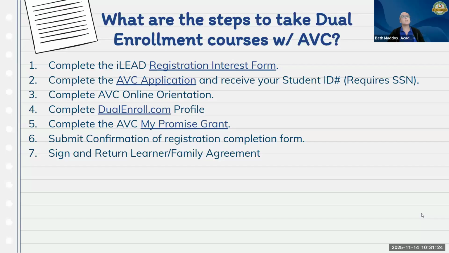We talked about the steps for concurrent enrollment, but now that we have this wonderful new partnership with Antelope Valley College, there are some steps you can take if you are interested in order to enroll in those classes starting for spring. We will have classes next fall as well, which we'll probably have more information about in the spring. But the first thing you would do is fill out that iLEAD registration interest form.